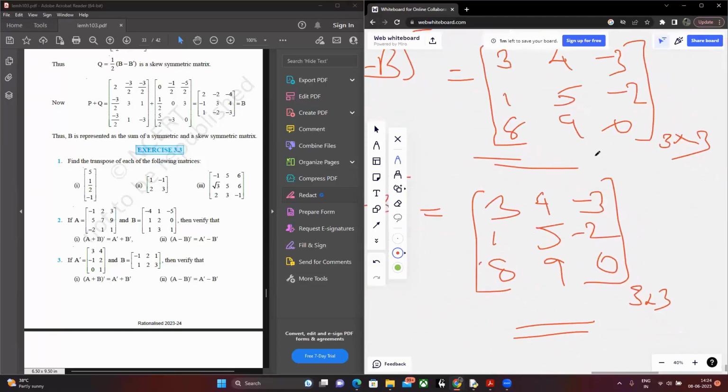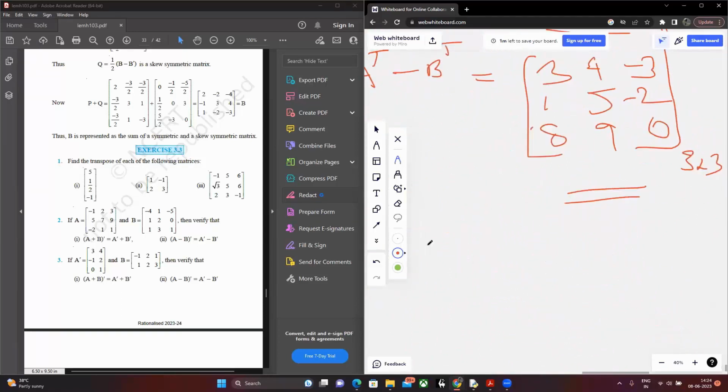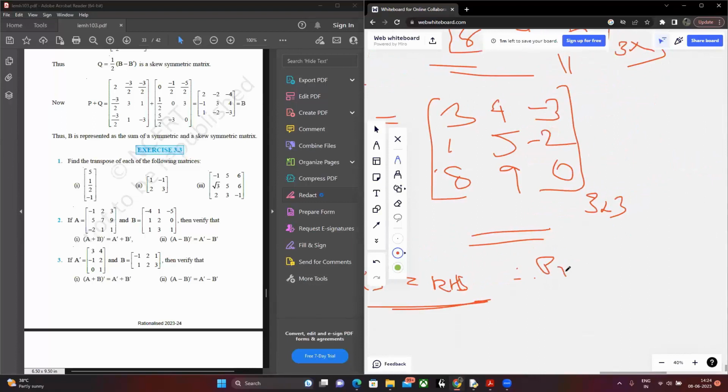Now you can see that these two matrices are equal. Therefore, LHS is going to be equal to your RHS. Therefore, we have proved that the condition holds.